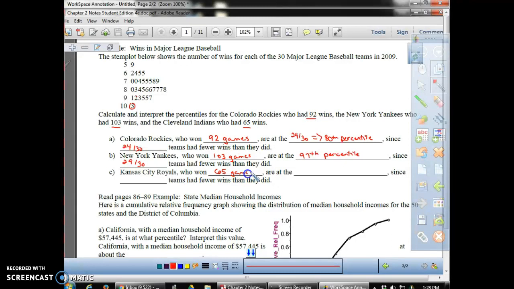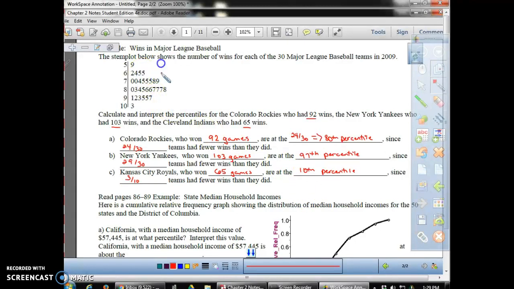The Kansas City Royals won 65 games, and we need to know how many scored below them. I'm not sure if the 65 here or here represents the Cleveland Indians. It doesn't really matter. There were 3 teams that had fewer than 65 wins. So we're going to do 3 out of 30, so it's going to be the 10th percentile. You can just do your division, convert to decimal form, then percent form by multiplying by 100%, and then round to the nearest whole percent. You have to round. So that's how you actually calculate percentile.